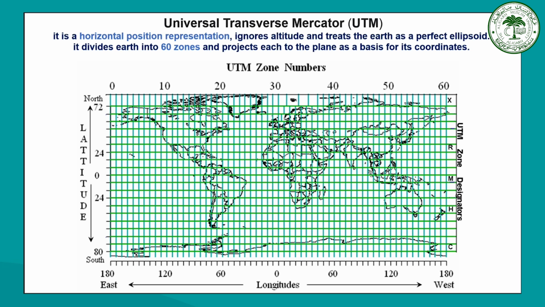And it helps in complex spatial transformation because it is constructed in the metric system. Now what happens in the UTM projection is that a 6-degree latitude and 6-degree longitude spatial extension is represented by one grid, and the entire earth is represented in horizontal position. It ignores the altitude and treats the earth as a perfect ellipsoid, and it divides the earth into 60 zones and projects each to the plane as a basis for the coordinates. So this is the UTM projection, which we use a lot in digital spatial representation when we are representing a relatively smaller area. So this is about the importance of projection in representing spatial information.